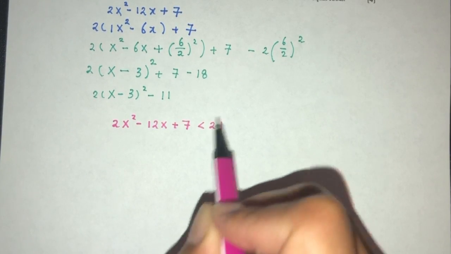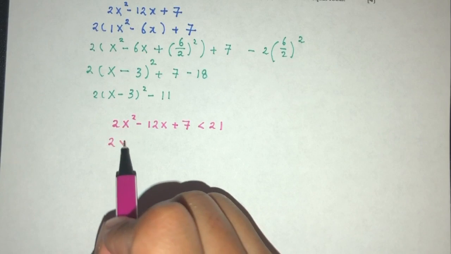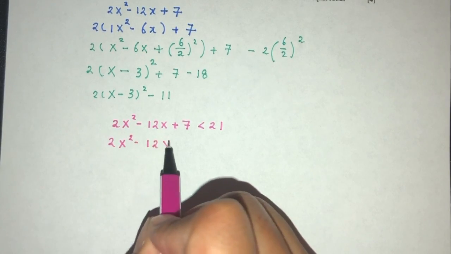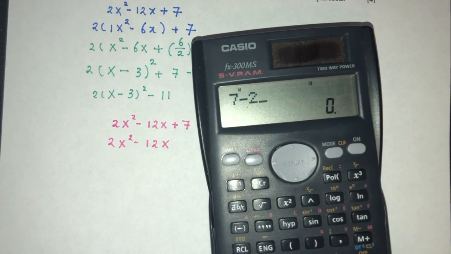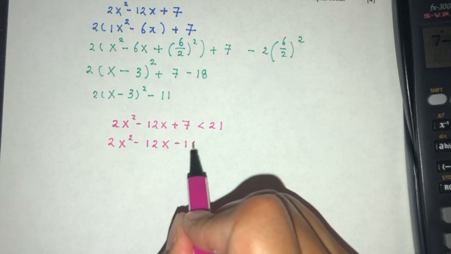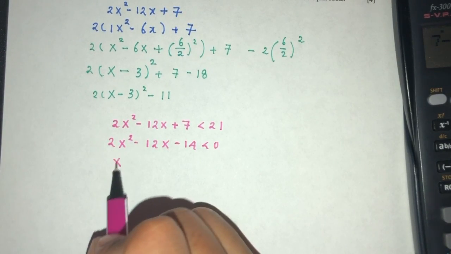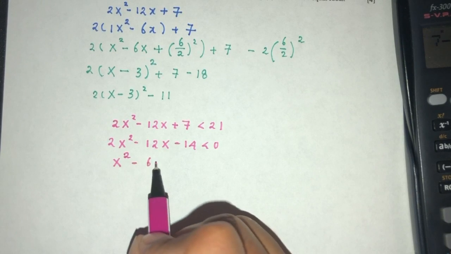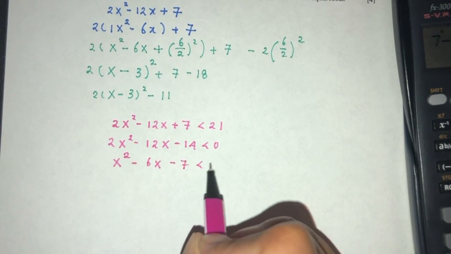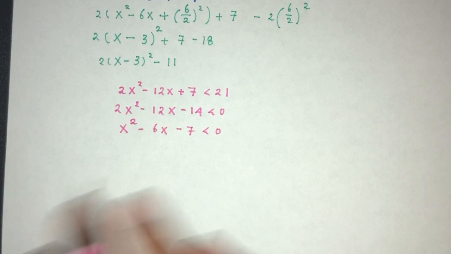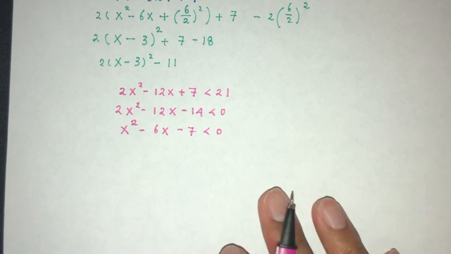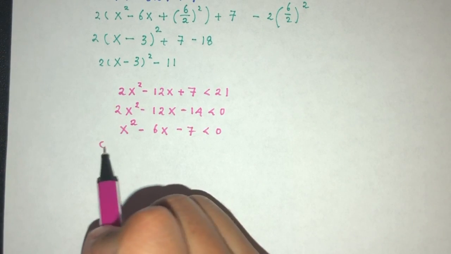Less than 21. Less than, everything to one side, you will have this. So plus 7 minus 21 should be minus 14. That should be divided by 2 everywhere. You will have 6x minus 7. Now, as you can see, we have a quadratic equation. We can now factorize and find the critical values first.